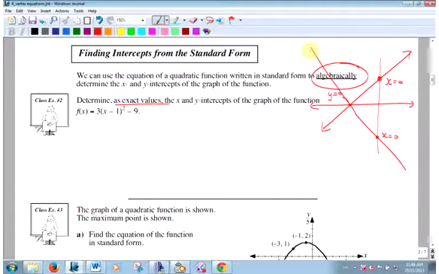Let's do the same line. Well, same thing. I don't care if it's curved. At the x-intercept, y is 0. At the y-intercept, x is 0. That's what we do to solve this thing. Okay?